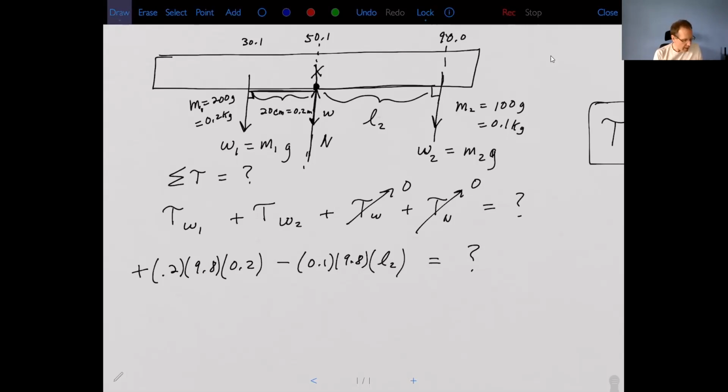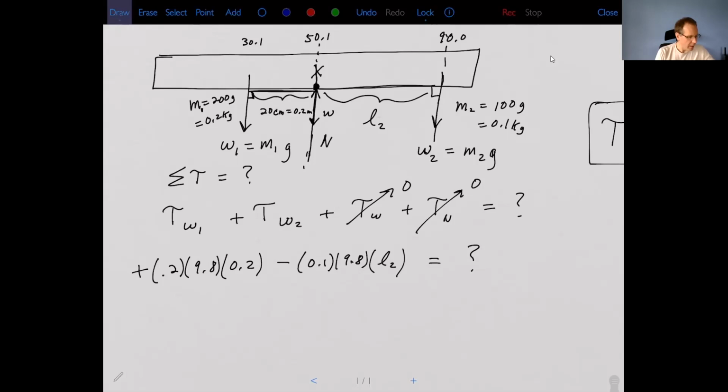So again, I'm going to ask you guys to calculate L2, that moment arm. Then you're going to calculate the sum of the torques about the knife edge, just like I did here. Show that equation. And then assuming that there were no errors, what should that equal? What should the sum of the torques equal? Well, it should be the same as before, right?